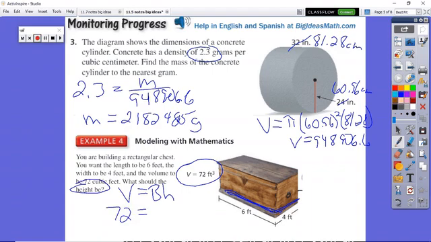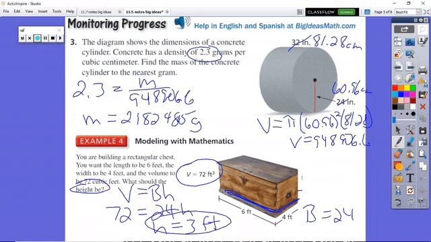The area of the base, 6 by 4, so my big B is 24. So I've got 24, then the height is what I'm after. So just divide both sides by 24. And for this volume, you should have a height of 3 feet. So you've got to be able to back solve for an element inside the equation as well.